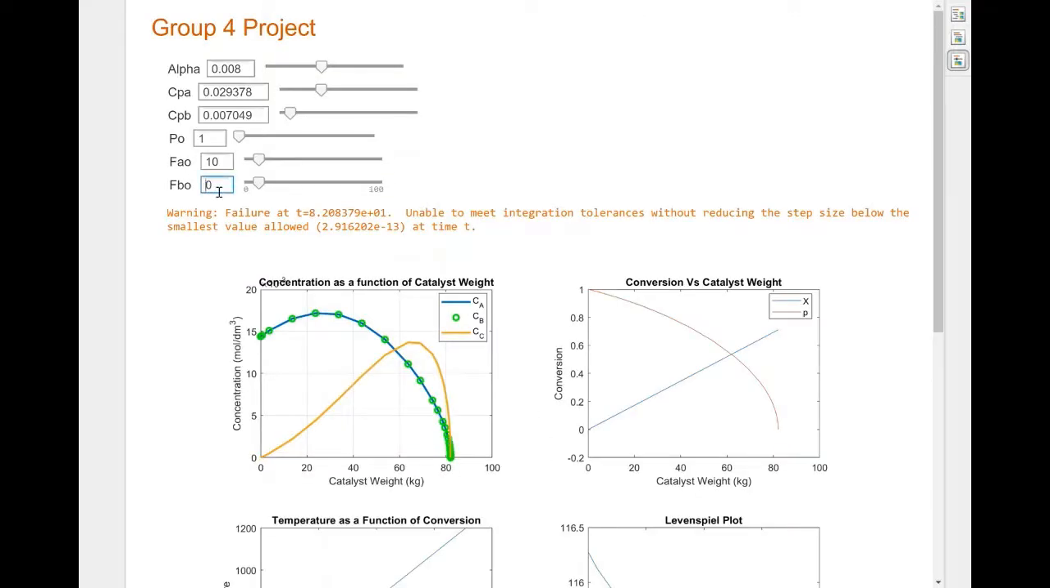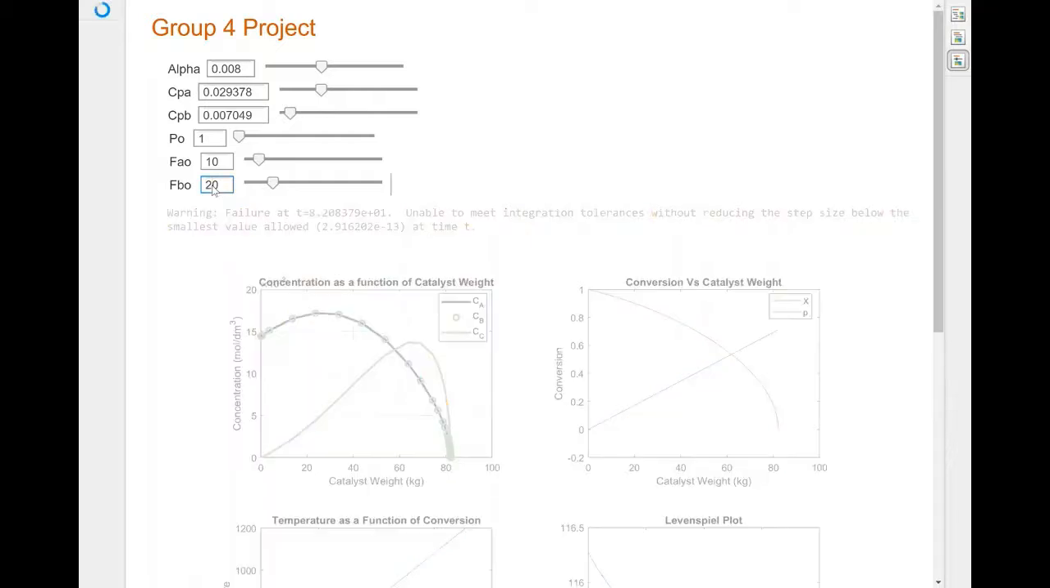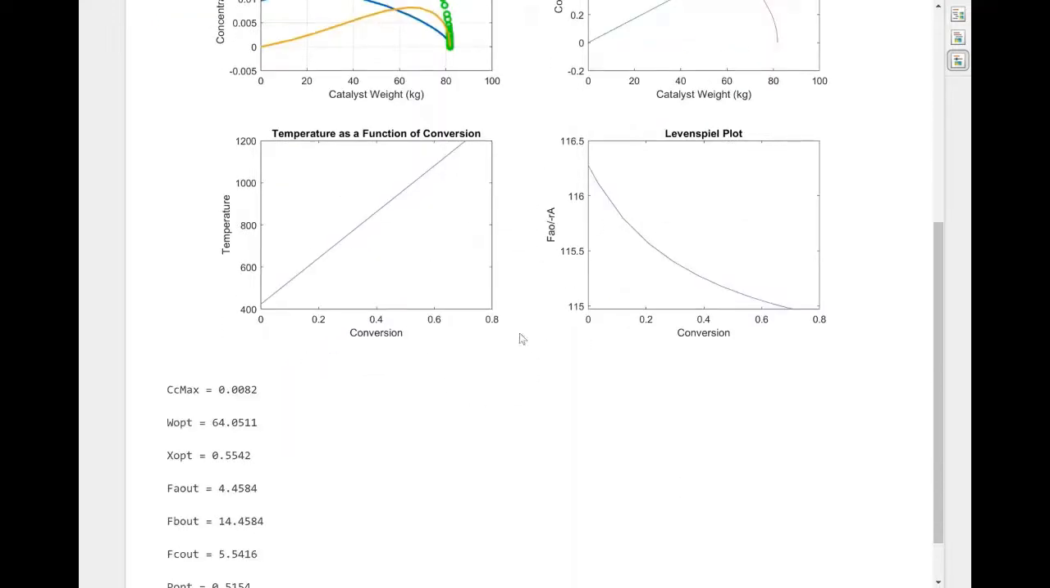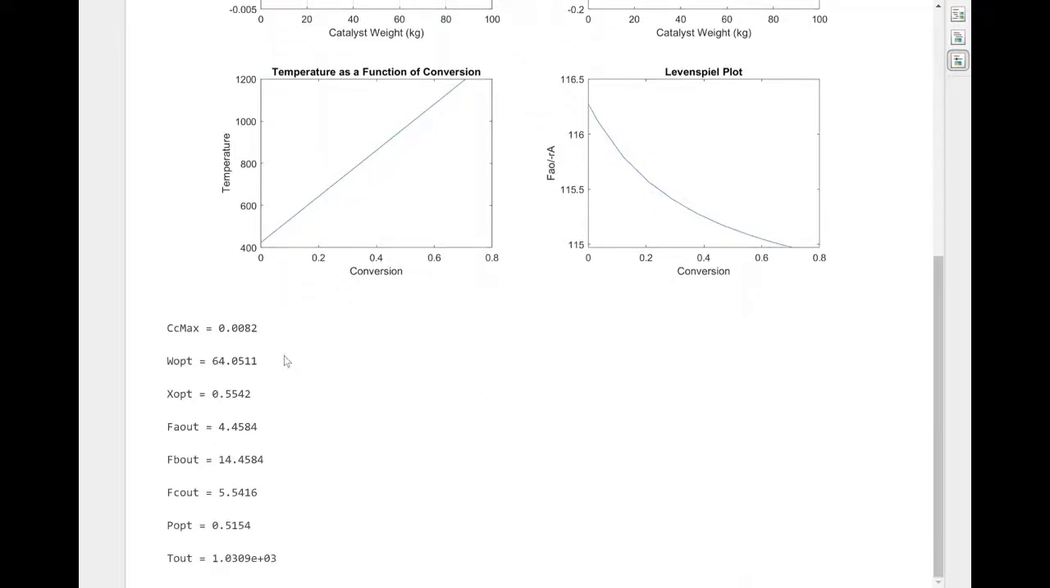Now let's double the feed of B. As expected, the concentration of B is much higher than both A and C. It's interesting though that the conversion when doubling B is higher than the conversion when doubling A. The optimal conversion is at about 55%, which is better than it was before, but it's still not great. The exiting flow rate of B is still higher than the exiting flow rate of our product.